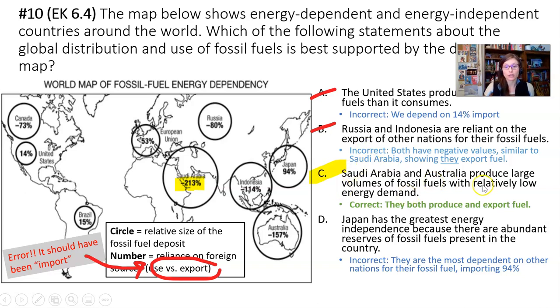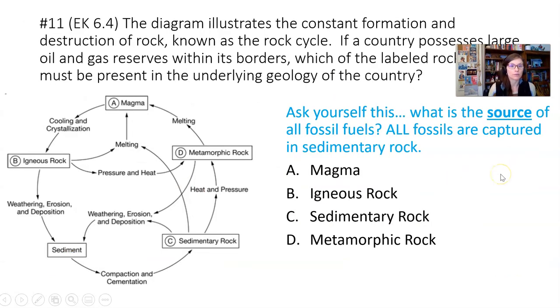Saudi Arabia and Austria, large volumes of fossil fuels with low energy, they produce a lot. They're both exporting. And Japan, it's actually at 94% import. So it is the most dependent for its fossil fuels acquisition.